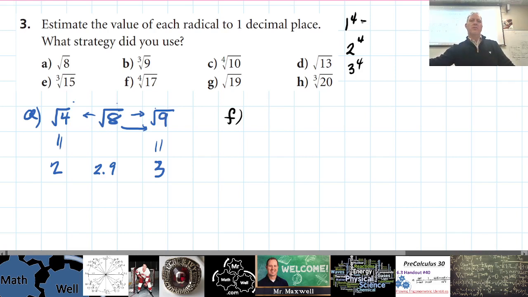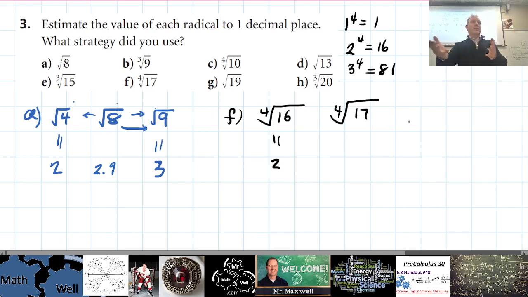You could think about 1 to the 4th as 1. 2 to the 4th is 16. 3 to the 4th is 81. Okay. So if we have a 17, the fourth root of 16 is 2. So the fourth root of 17 is almost identical to 16, right? That's so close. The next one is the fourth root of 81, way over there. This is 3, because the fourth root of 81 is 3.